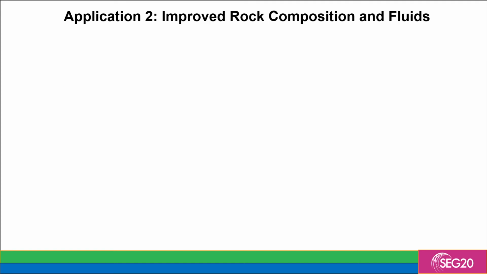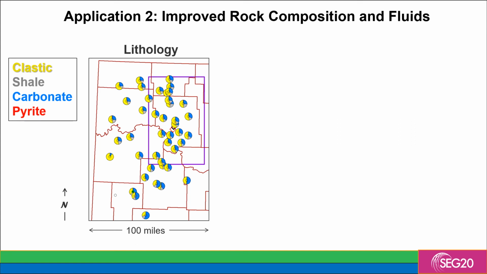Here is another example of the use of our multimineral analysis to map rock composition and fluid changes at regional scale. First, a lithology map. The pie diagrams in this map show the average rock composition within the interval of interest for each of the 50 wells we analyzed. The rocks we're modeling are clastic in yellow, shale in gray, carbonate in blue, and pyrite in red. This map shows that the northern part is predominantly clastic, that is more yellow in the pie diagrams, whereas the southern part is predominantly carbonate, more blue in this case.